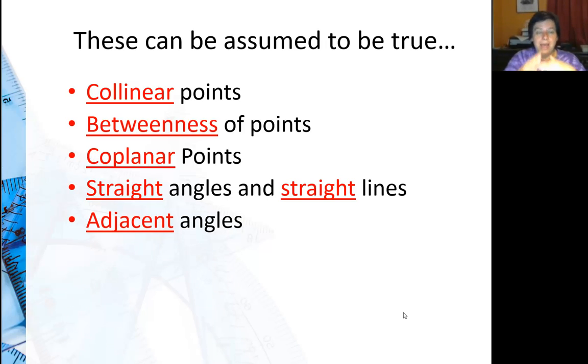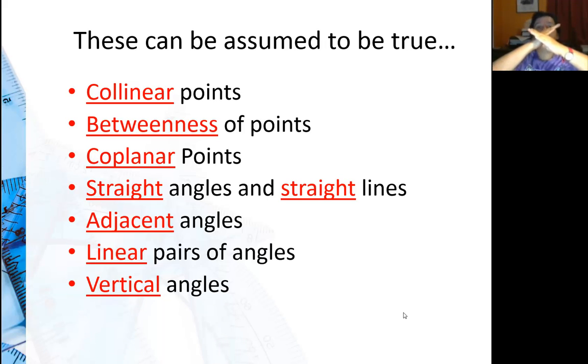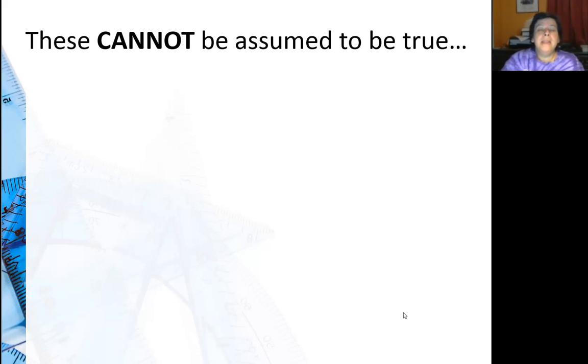You can assume adjacent angles, angles that share a ray, are adjacent, that they are touching. You can also assume linear pairs of angles. So that's where you have a straight line and an angle coming this way. You can assume that both angles make a straight angle. And you can assume vertical angles. So if you have two lines intersecting, these two are vertical angles, and we'll talk a little bit more about those.